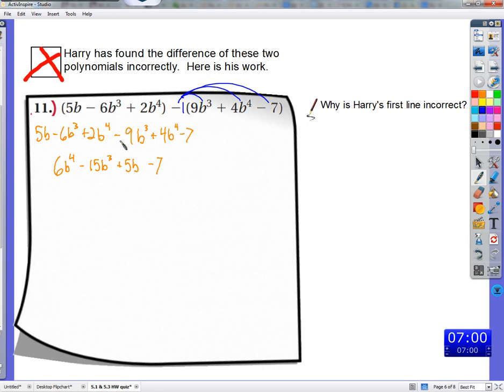So it turns out this is correct, but we should get a negative 4b to the 4th and a positive 7. So let's recalculate here. 2b to the 4th, negative 4b to the 4th, negative 2b to the 4th. Let's see, cubes. So you got negative 6b cubed minus 9b cubed. That's negative 15b cubed. That turns out to be the same because he just lucked out that he did have a negative in front of that 9. There's b, it's plus 5b. Okay, and plus 7.